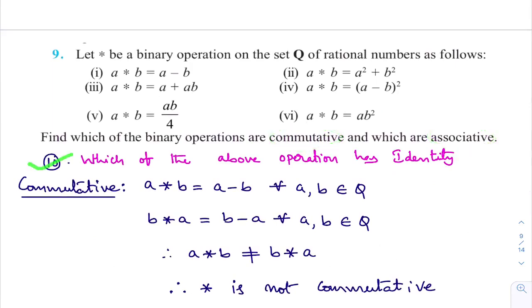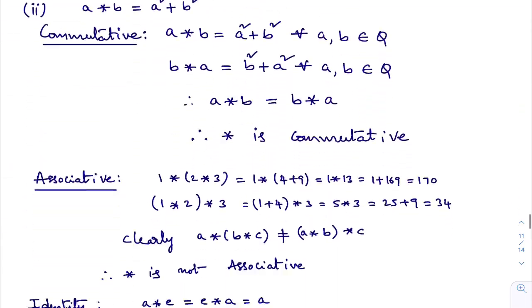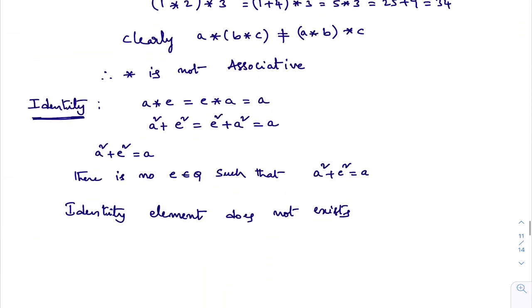In the 10th problem, they are asking which of the above operations has an identity. Now I'll go with the identity element. What is the identity element? To find the identity element, first we will take the identity property. What is the identity property? A star E equal to E star A equal to A. Now A star E is A square plus E square, and E star A is E square plus A square. Are these two equal or not? Just now we came to know that the commutative law holds good in this. That means these two are equal.